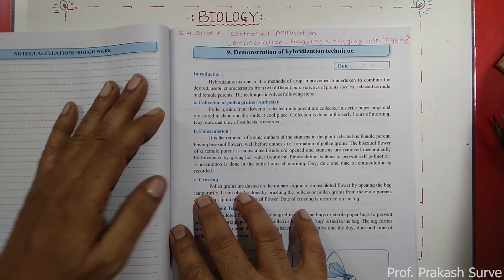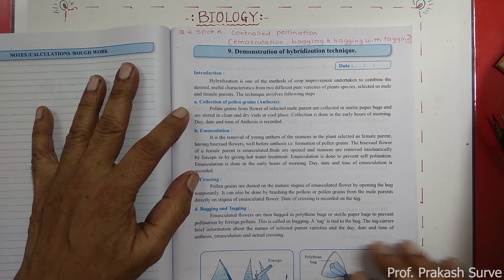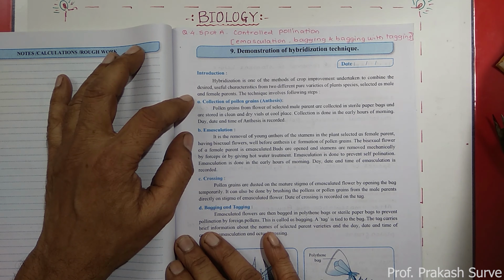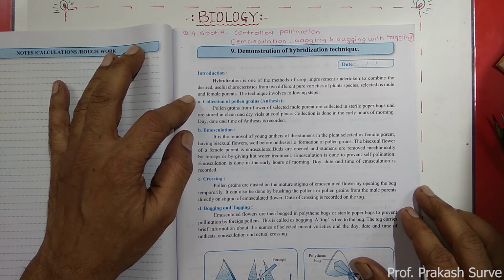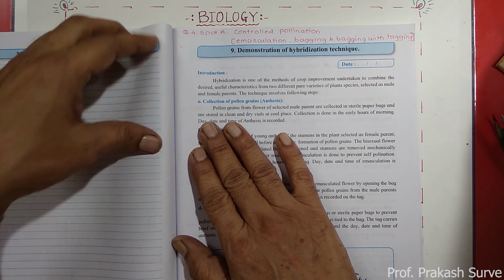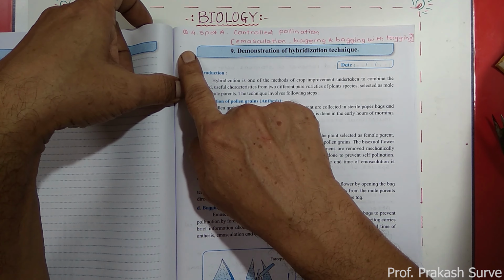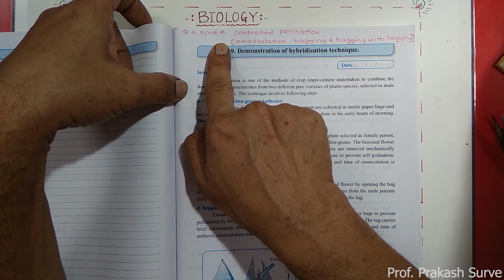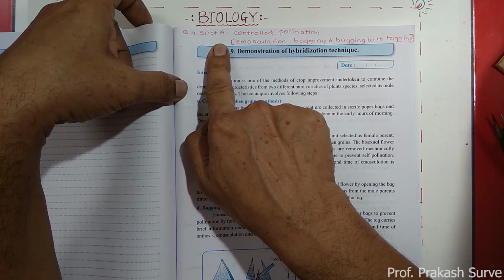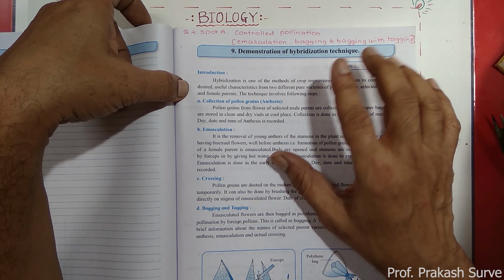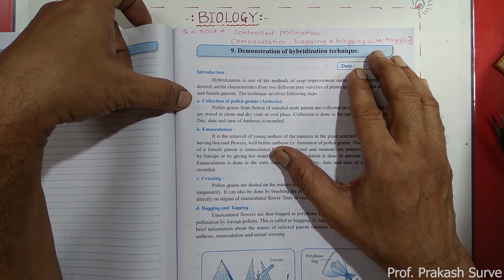So in the previous practical we have observed questions number 1 to 3, where the actual practical is there. Question number 4 is the identification, where you have to write the characteristics. Question number 4, spot A: in the previous practical we checked the type of pollination, either self pollination, wind pollination, or insect pollination.